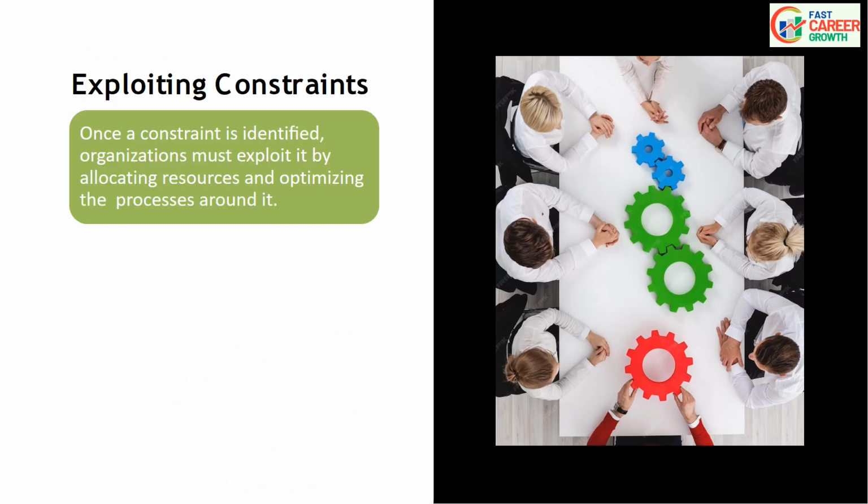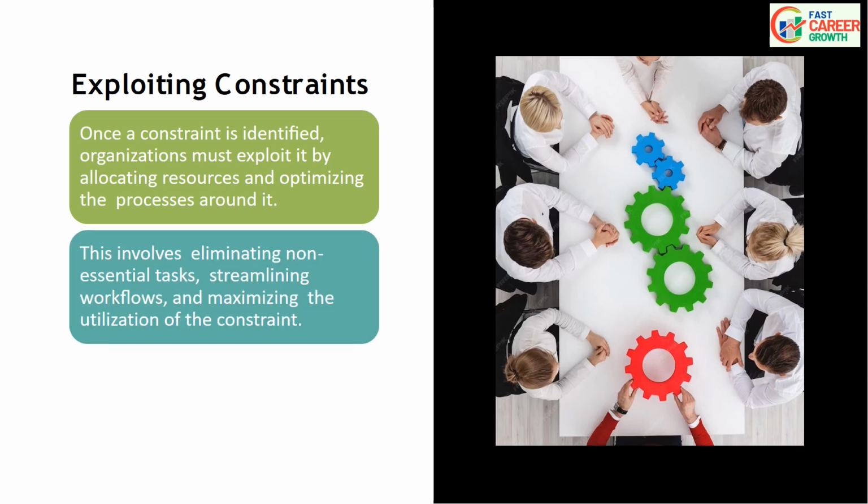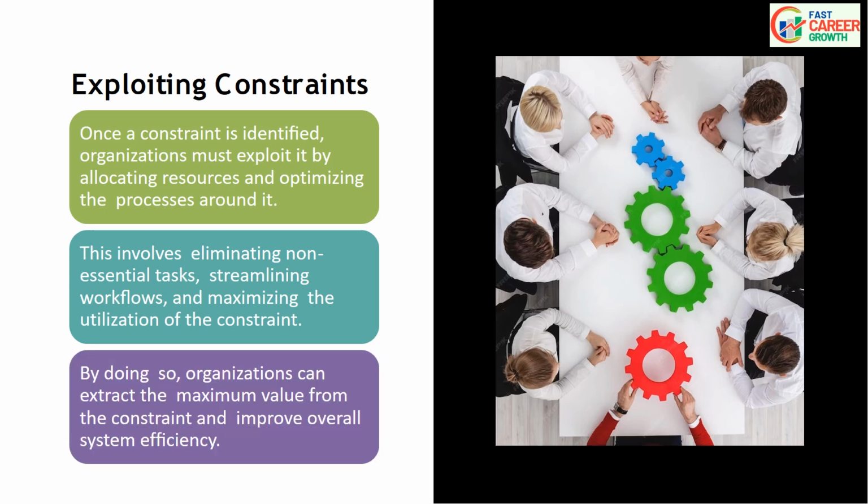Next is exploiting constraints. Once a constraint is identified, organizations must exploit it by allocating resources and optimizing the processes around it. This involves eliminating non-essential tasks, streamlining workflows, and maximizing the utilization of the constraint. By doing so, organizations can extract the maximum value from the constraint and improve overall system efficiency.